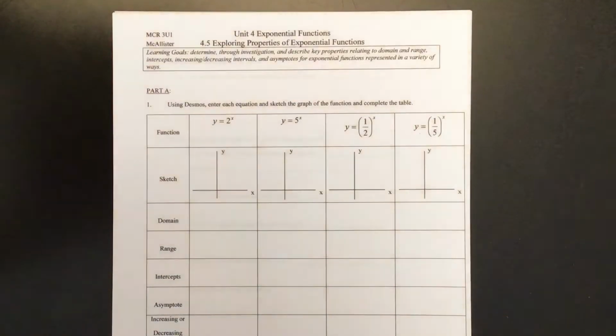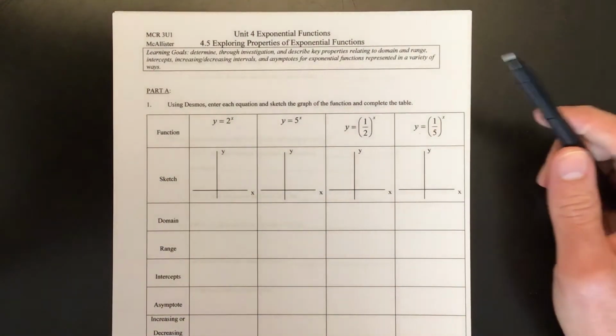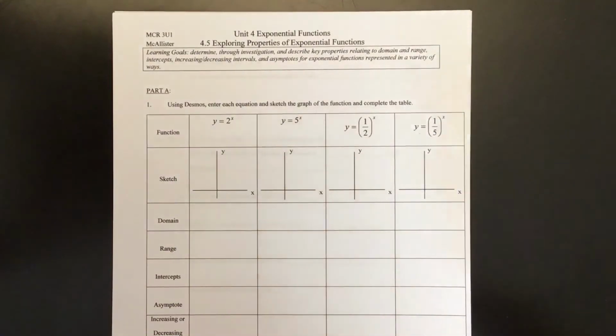All right, so 4.5 brings us into graphing exponential functions, and I know everybody's going to be very excited about this. 4.5 is just an introduction to the graphing, and then we'll get into transformations in 4.6, which is why I've kind of combined the two of them together. So with 4.5, we're just looking at exponential graphs.